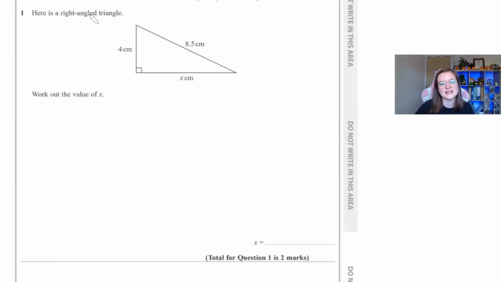Question 1, here is a right angled triangle. Work out the value of x. So with right angled triangles, there are only really two things it's going to be. It's either going to be SOHCAHTOA or Pythagoras. And there's no angles here, so the chance of it being SOHCAHTOA is rather slim. So, other option, Pythagoras, which this is, because we have two sides, we want to find the third side.